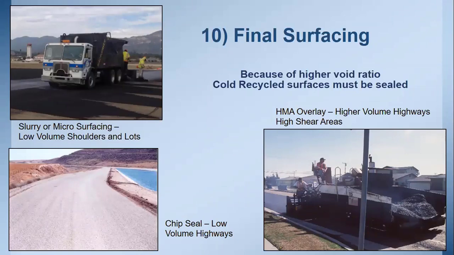And then lastly, we want to put on a final surface. Because of the higher voids, cold recycle surfaces need to be sealed to protect them from moisture. So we've seen all kinds of things put on these. We've put down slurry seals and microsurfacing for low volume roads and on shoulders and on parking lots. Chip seals are fairly popular. If you're in an area where there's used snow plows, you probably want to go with a double chip seal because you don't want to peel that chip seal off.